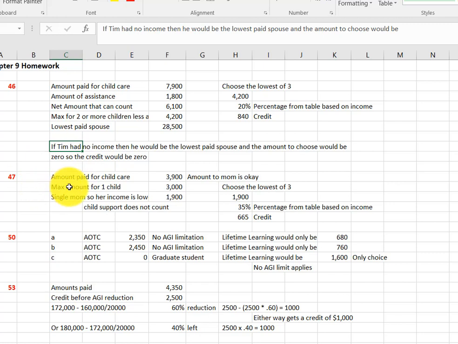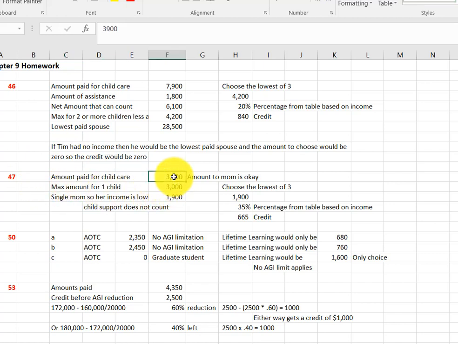Now, number 47, also child care. This is a single mom, so we don't have to worry too much about looking at both spouses, obviously. The amount paid for child care is $3,900. Max for 1 child is $3,000. The fact that she paid her mother, as long as she is not a dependent, is okay. So we don't have to do any adjustment there.